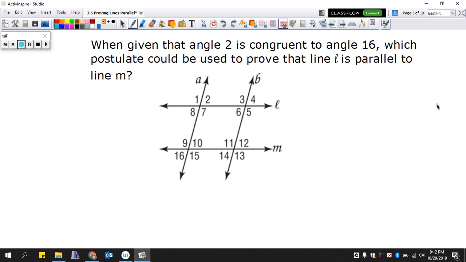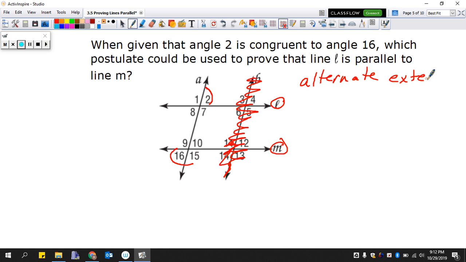When given that angle 2 is congruent to angle 16. Once again, lines L and M are the lines we're talking about, and we don't have to worry about line B. A is our transversal. So 2 and 16 are alternate exterior angles, and it's the converse of that because we're going backwards from what we had done before.